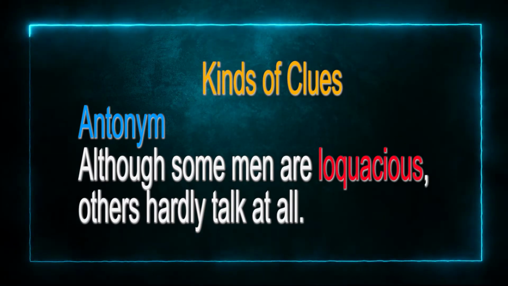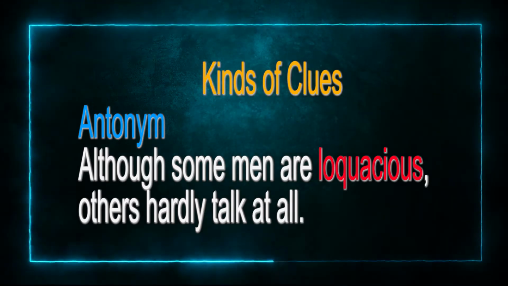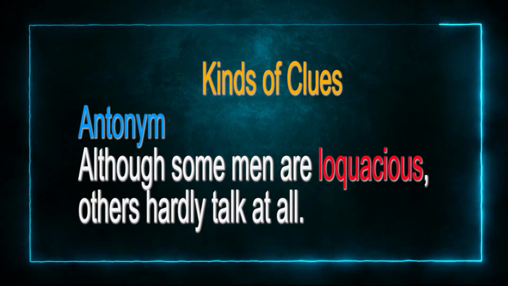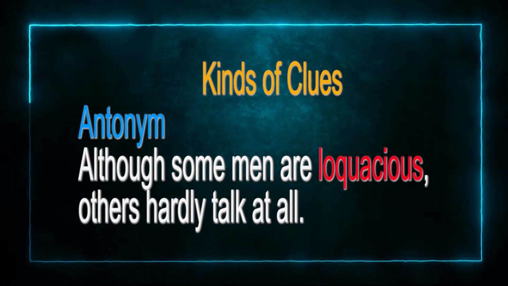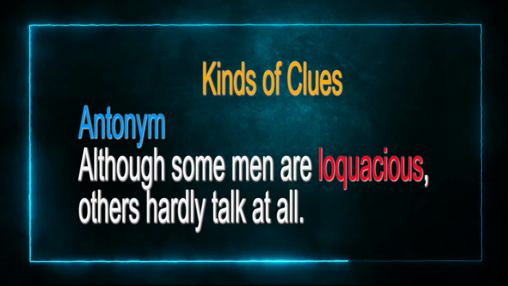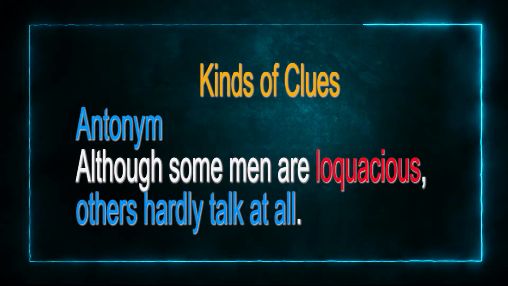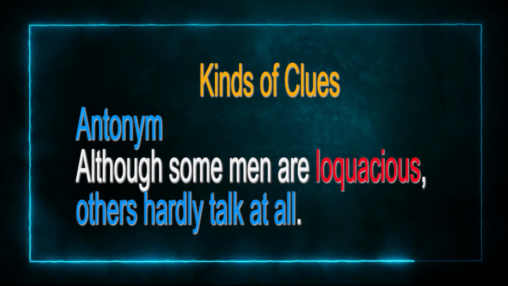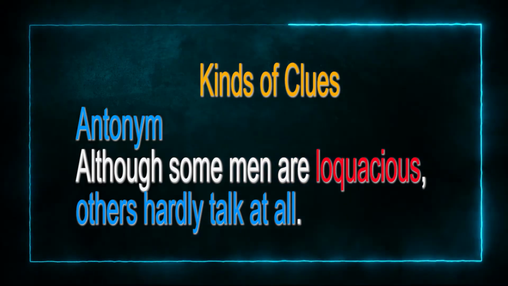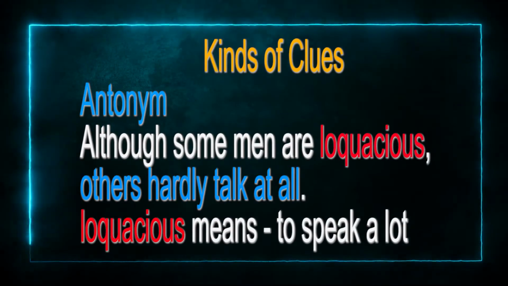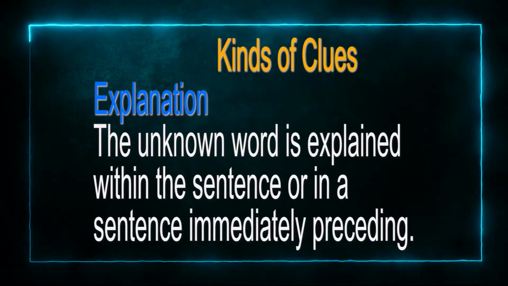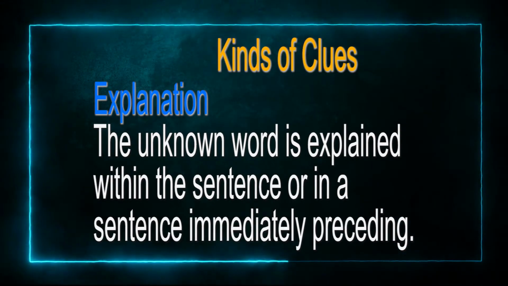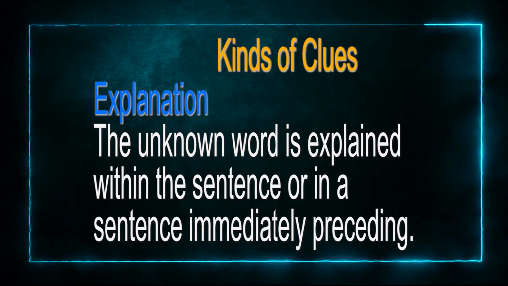Now, you see the word loquacious highlighted. Now, what can that mean? If you look carefully, in the other part of the sentence it says, others hardly talk at all. So we could conclude that the word loquacious means to speak a lot. Then we have the explanation type of clue. The unknown word is explained within the sentence or in a sentence immediately preceding.